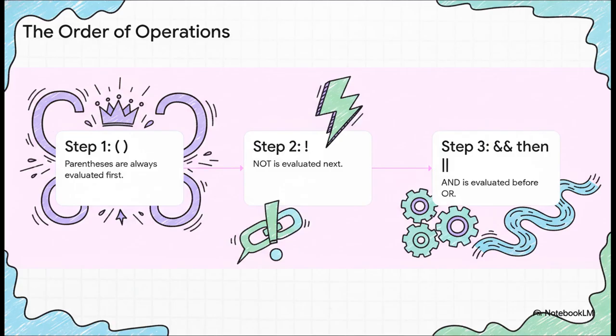Well, things can get confusing fast. Just like PEMDAS in math class, please excuse my dear Aunt Sally, programming has its own order of operations. And the most important rule of all is that parentheses are king. Anything inside them gets evaluated first, period. After that comes not, then and, and finally or.